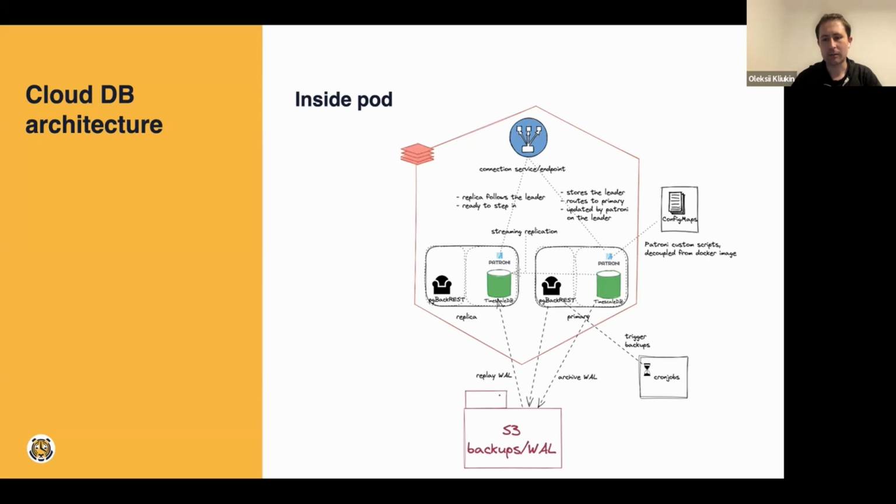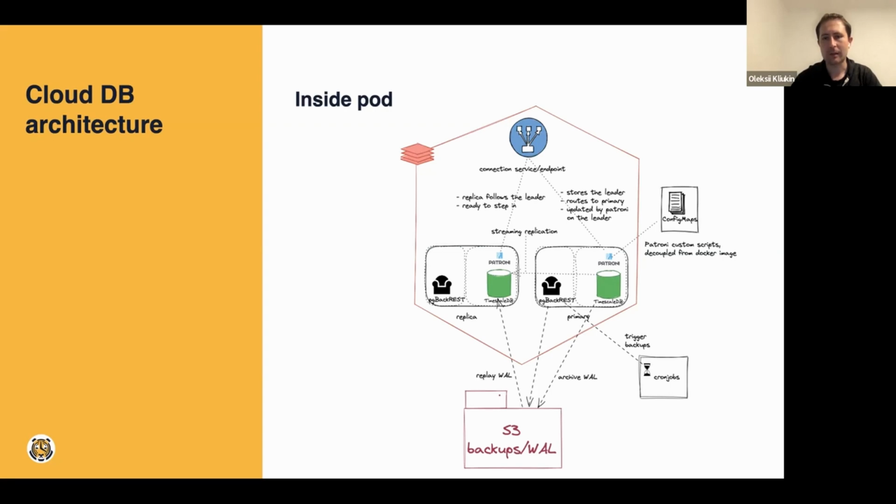The backups and WALs are stored offsite. We use S3 for storage, and Patroni updates endpoints directly. I mentioned that endpoints can be updated by label selectors on the services, but they can also be updated directly, and this is what Patroni does.